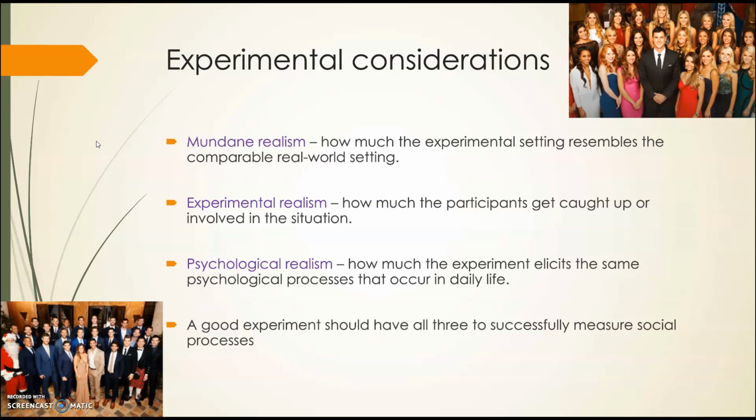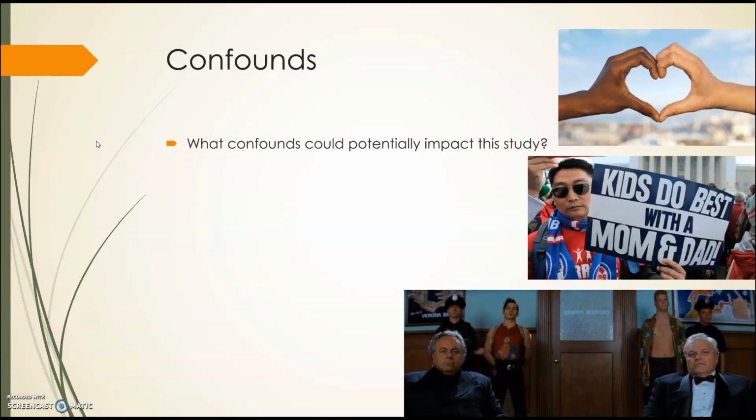And ideally, a good experiment will have all 3 components. But if you think of something like love, can we truly set up an experiment that has all 3 types of realism so that we can measure and potentially manipulate outcomes such as love? And I think the answer is no. I think the answer very clearly is no. That's why we have to rely on observational or descriptive research to account for something like love.